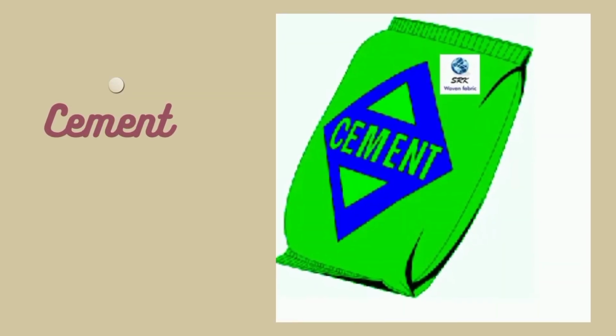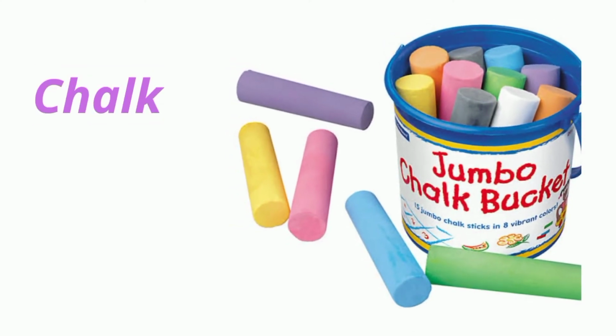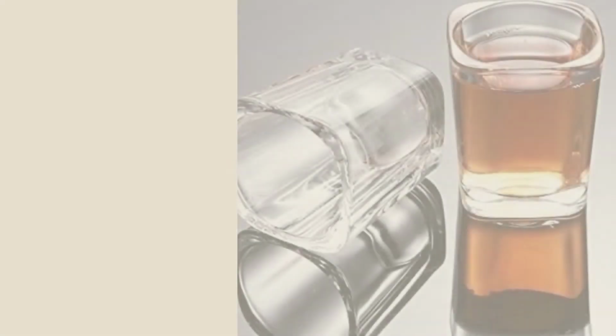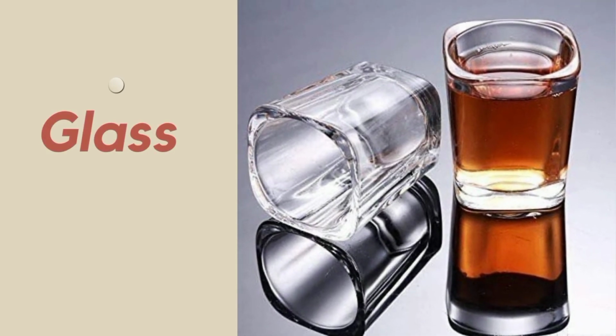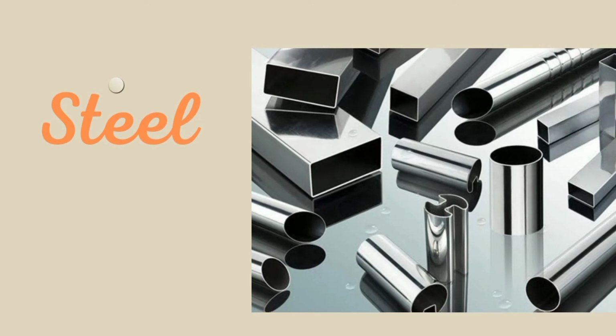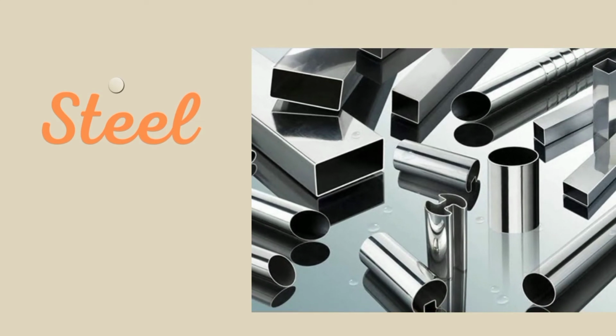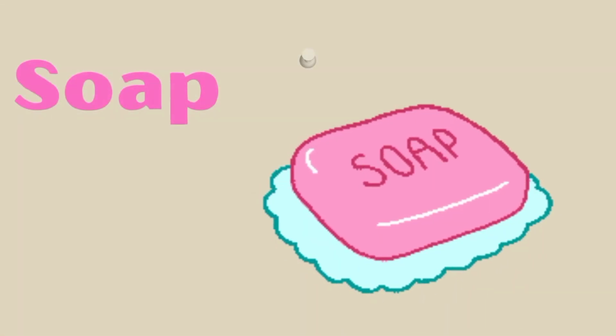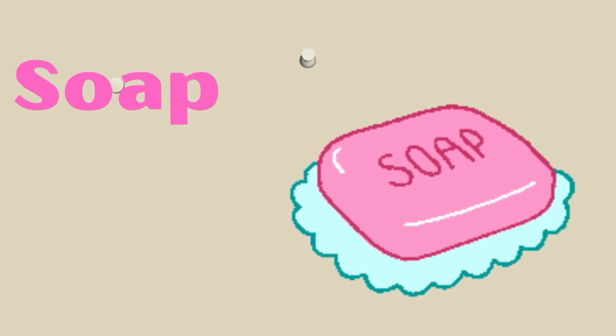Like limestone, we find it in different locations. It is used for making cement. Limestone is used for making chalk. Limestone is used for making glass. It is also used for making steel. Limestone again can be used for making soap.